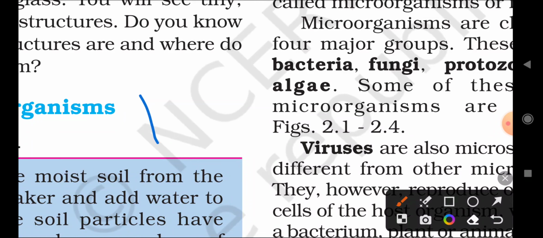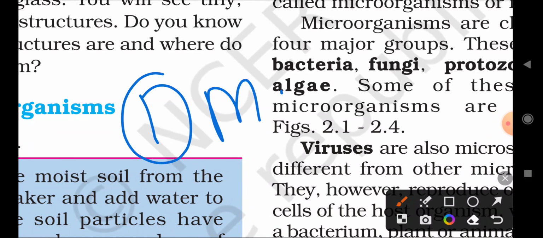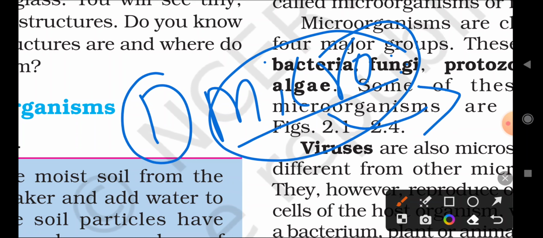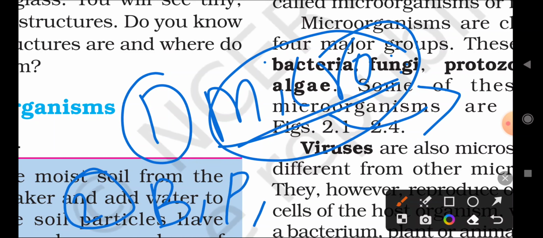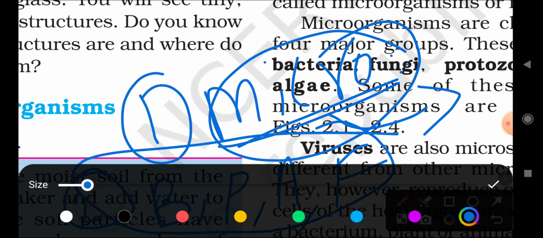In our previous video, we discussed microorganisms. Microorganisms are very small organisms which cannot be seen with our naked eyes. They are seen only with the help of a microscope, so they are called microorganisms. We classified them into four major groups: bacteria, protozoa, algae, and fungi. These are the four major groups of microorganisms we discussed.